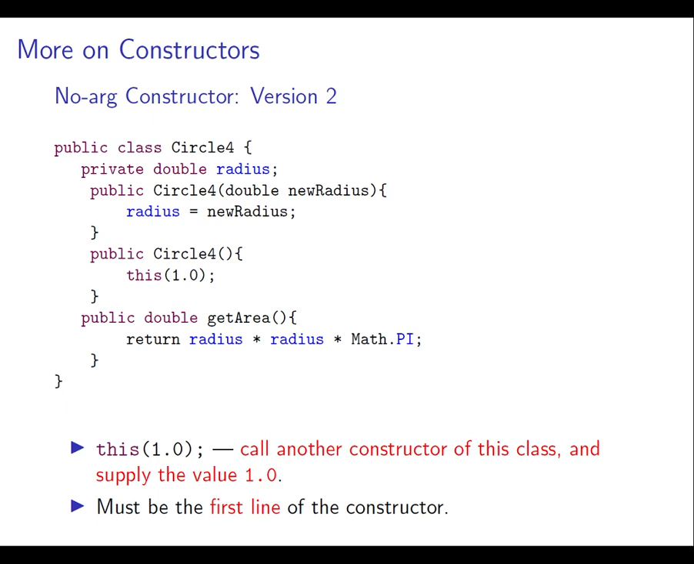Sometimes if the constructor is having to do a fair bit of work, it's a bit tedious to write two completely separate and independent constructors, and sometimes this trick is quite useful. You can have one constructor that calls another constructor with its argument. In this case the constructor that really does the work is the one that sets radius to be the argument new radius, and then our 0 argument constructor is going to invoke that constructor, passing it 1.0 as its argument. The syntax for that is this(1.0), and that has to be the first line of the constructor. Very often it will be the only line of the constructor, as in a case like this.